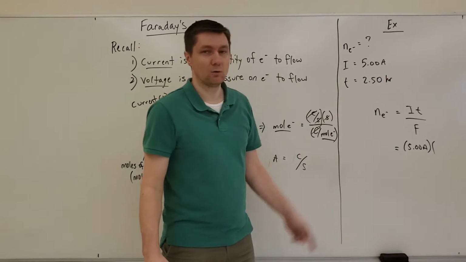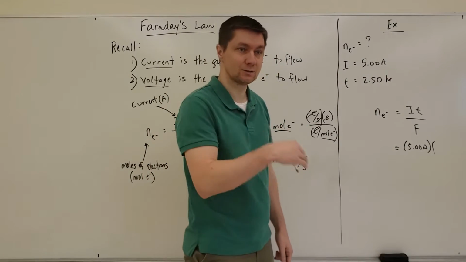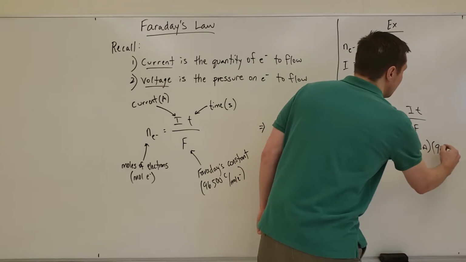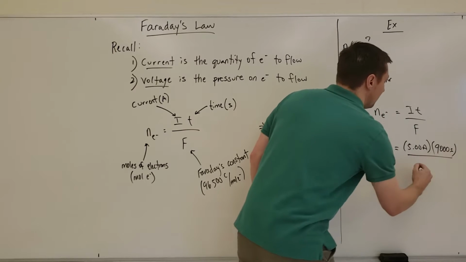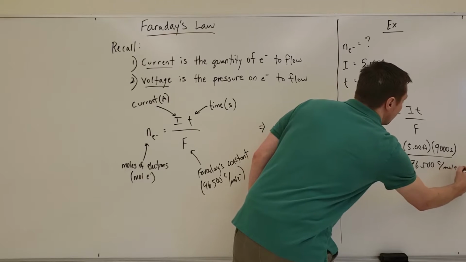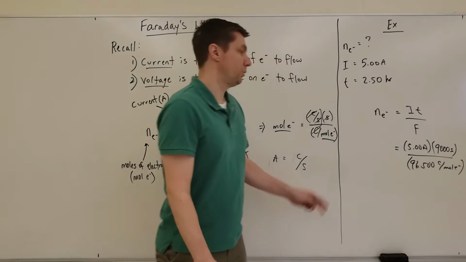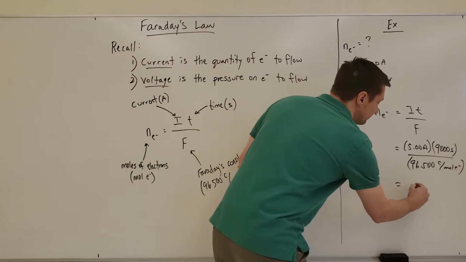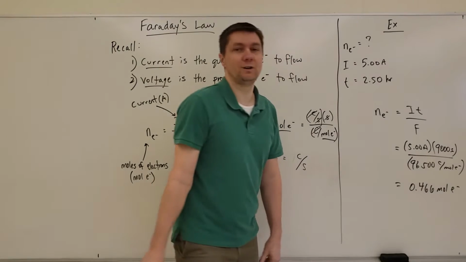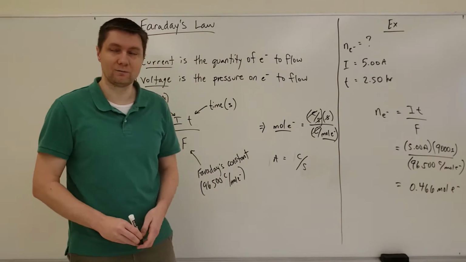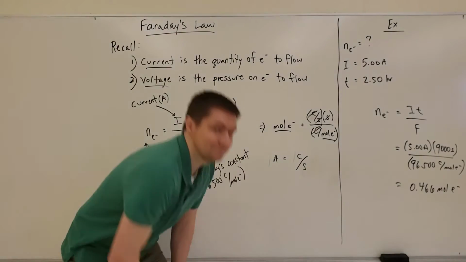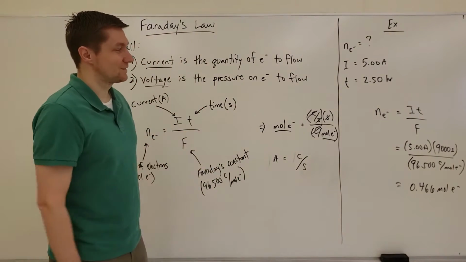Now 2.5 hours is equal to 9,000 seconds, so I need to make sure I stick that into my formula like that in terms of seconds. And I plug all of that into my formula. Punch it into my calculator, and I end up with 0.466 moles of electrons as my answer. And that's the first problem.